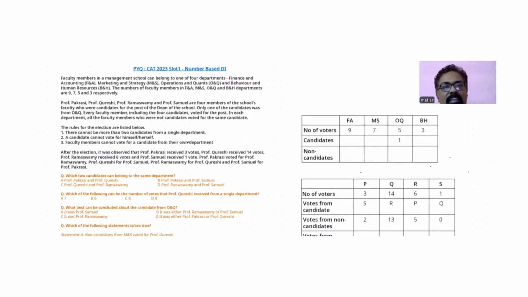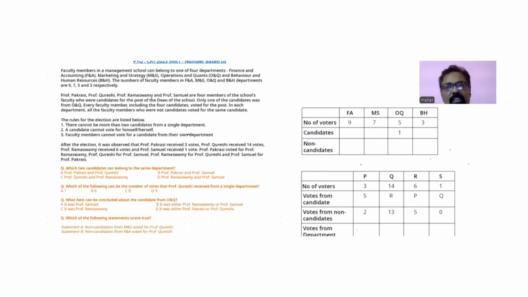Now, after the election, it was observed that Professor P, Q, R, and S received 3, 14, 5 and 1 vote respectively. And some relations are also given about who voted whom. Professor P voted Professor R, Professor Q voted Professor S, Professor R voted Professor Q, and Professor S voted Professor P. Now, all the information is over. On the basis of all this information given, we can easily draw 2 tables like this.